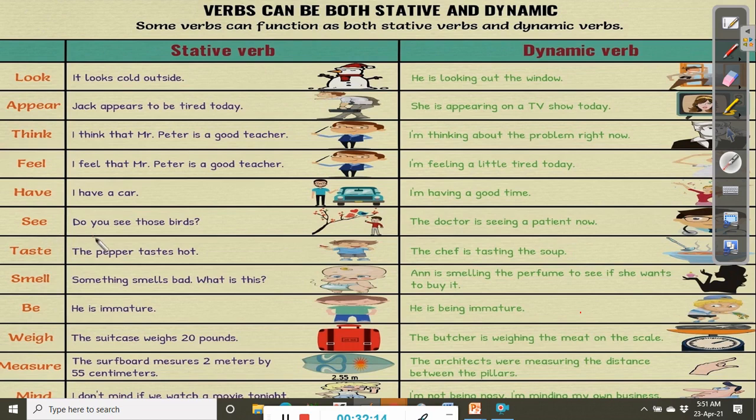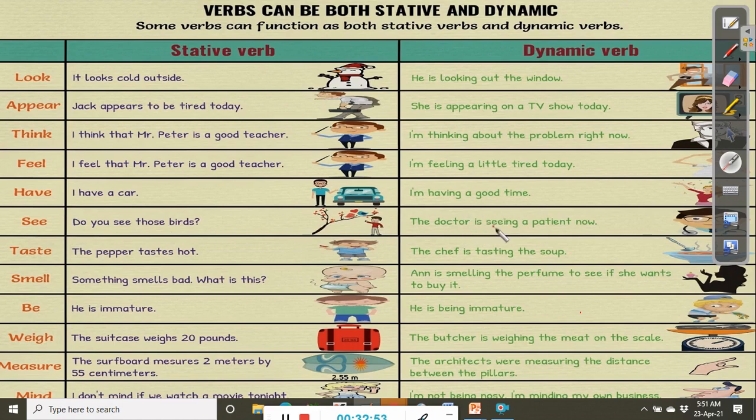The next is see. Do you see those birds? In this stative form, it will be wrong to say, are you seeing those birds? Of course, you can't use it in that progressive form. When you use it as a stative verb, it cannot be used in a continuous tense. But when you use it as a dynamic verb, you can use it in a progressive sense.